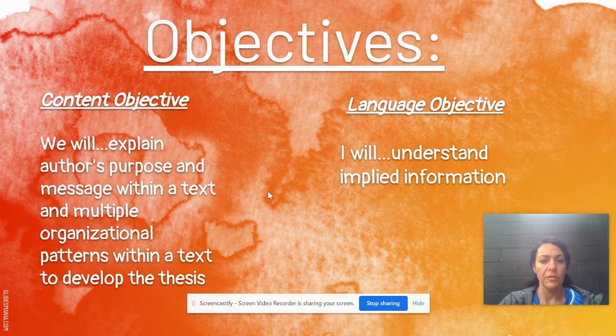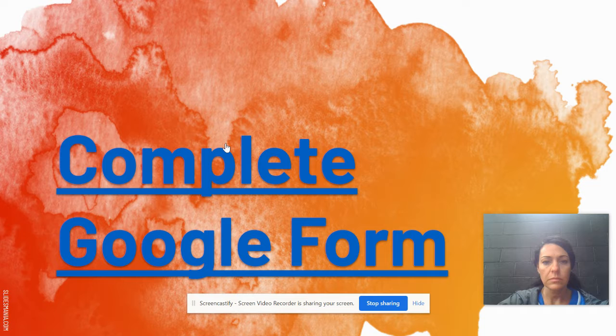Also, we'll explain author's purpose and messages within a text and multiple organizational patterns within a text to develop the thesis. And then you're going to understand the implied information. Implied information is what they implied. It's an inference. It's when you're reading something and you should get the basic gist and basic idea just based upon what you're reading. That's the idea. Okay, here is the actual Google form.